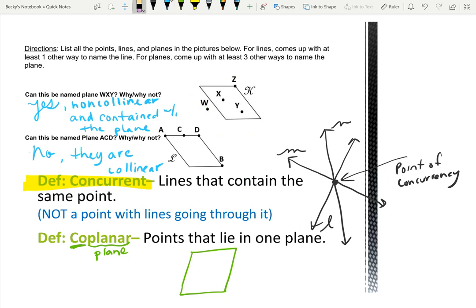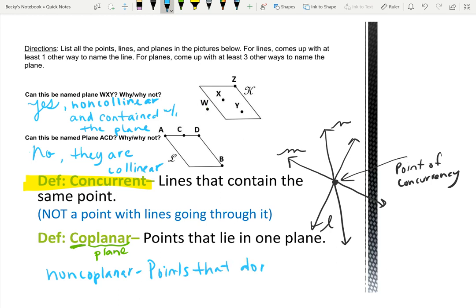So how do you draw something non-coplanar? So what's non-coplanar? Remember, what's non? Not. So points that don't lie in the same plane. All right, so how do you draw it? Can I draw it like this? No, because we already discussed W is in the plane.